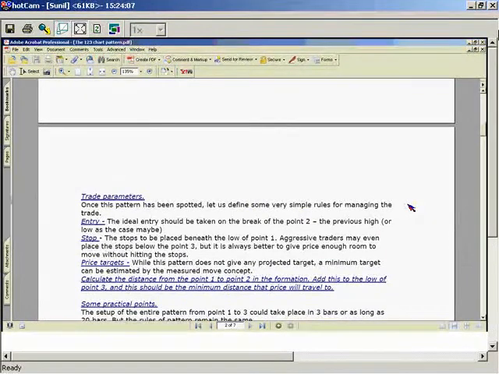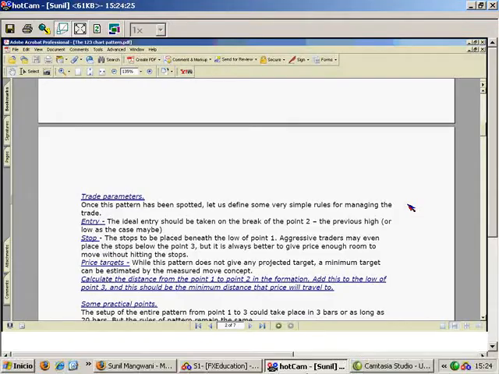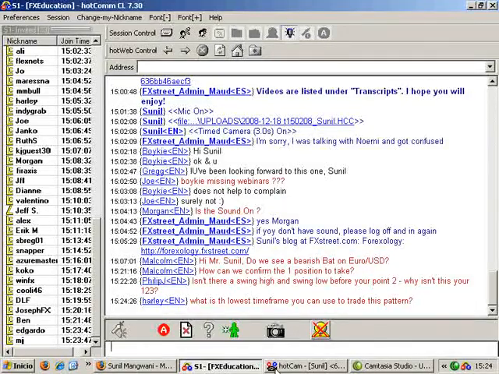Now price targets. This pattern does not give you any projected target, but a minimum target can be estimated by a measured move concept. Simple. Price action is never random. Price will always give you clues. It's up to you to decipher them. Now there is a concept of a measured move.